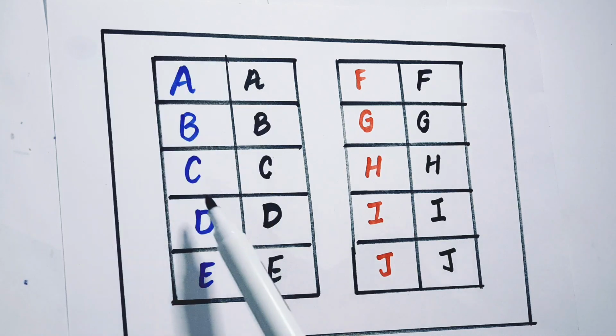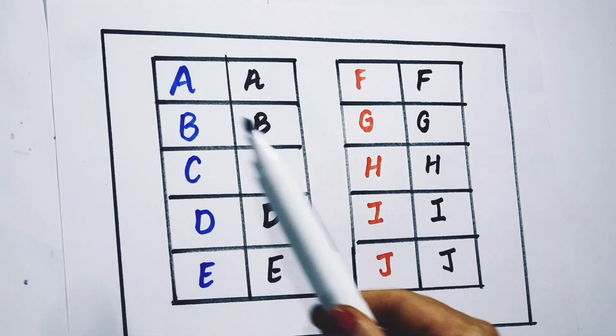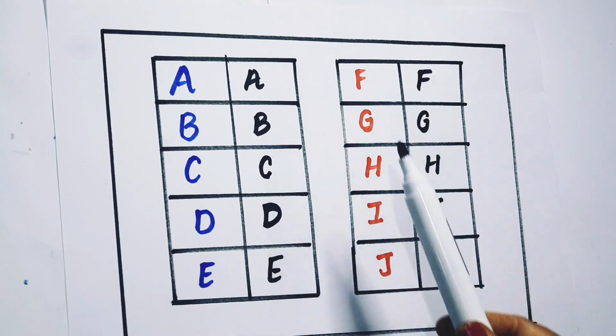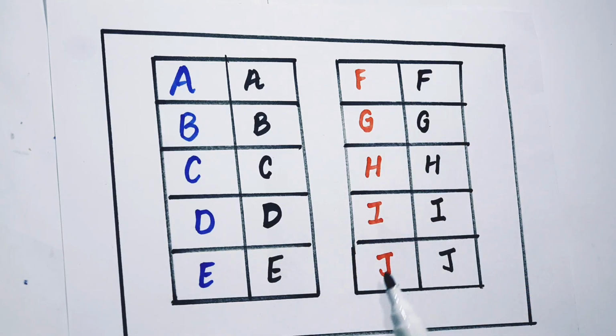So kids, what we learn today? We learn about blue color, black color, red color. A, B, C, D, E, F, G, H, I, J.